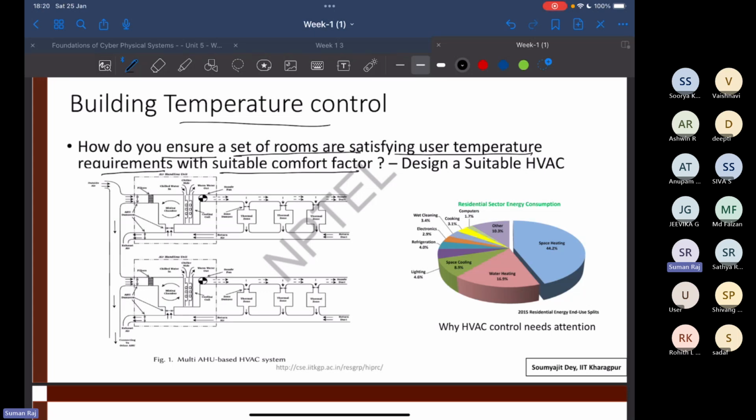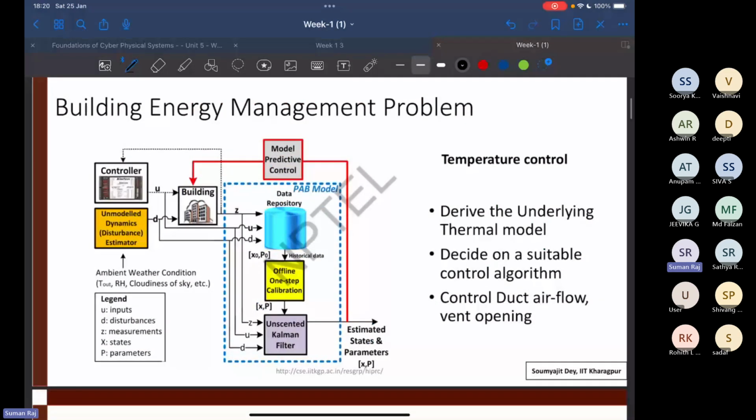These are some of the questions that will always come when you are designing a cyber physical system. This is the big system. I won't go into detail on this right now because we have to cover others, but let's take a look and understand it a little bit. If you want to build this energy management solution, the first thing to do in a cyber physical system is to model your system. Over here, you have to derive the underlying thermal model, and based on that, you decide on a suitable control algorithm. Once you have decided on the algorithm, you control the duct airflow and the vent opening.